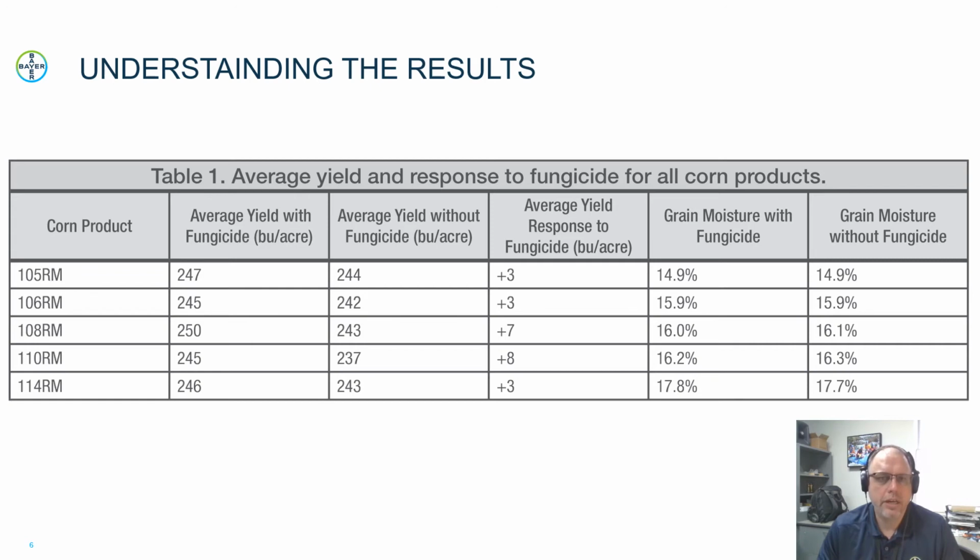These are the yields that we're seeing. All of the corn products had a positive response to a fungicide application, anywhere from 3 bushels up to 8 bushels per acre more. These strips went across the whole pivot. You'll see here the grain moisture, there was little to no difference with a fungicide application versus without. The fungicide application was applied on July 31st, and this was harvested in November.